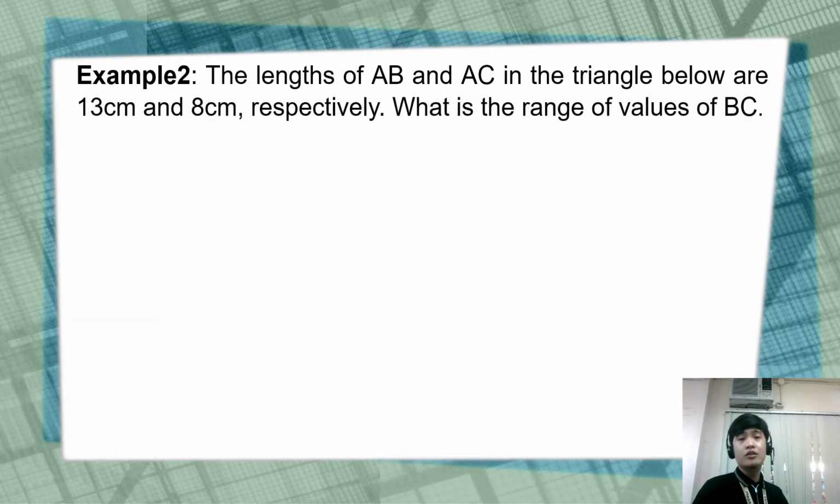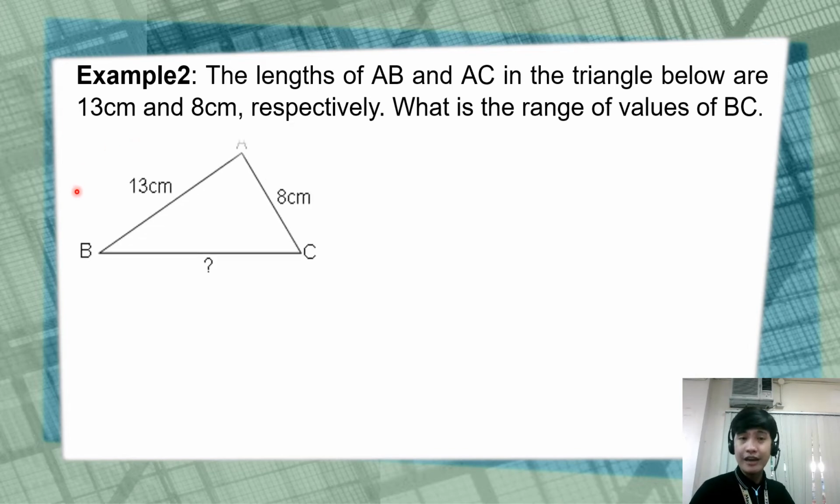Okay, so let us continue with example number 2. Tungkol pa rin ito sa triangle inequality theorem. It states there that the lengths of segment AB and AC in the triangle below are 13 cm and 8 cm respectively. The question is, what is the range of values of segment BC? So, ito po yung triangle sa baba.